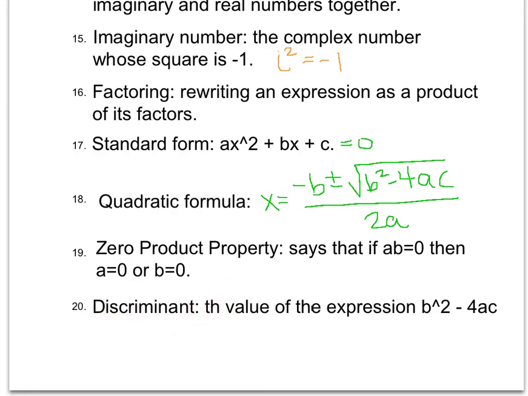Sorry for the typo here. That should be the value of the expression b squared minus 4ac. You guys were really good at the discriminant, so just know discriminant is the value of b squared minus 4ac. So go ahead, you can rewind, you can copy these down, whatever you need to do. This is the vocab that you need to be able to know for the test. I promise you, this will be on there. Please know these vocab words and their definitions.